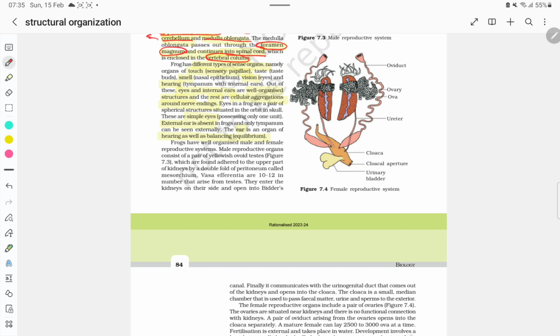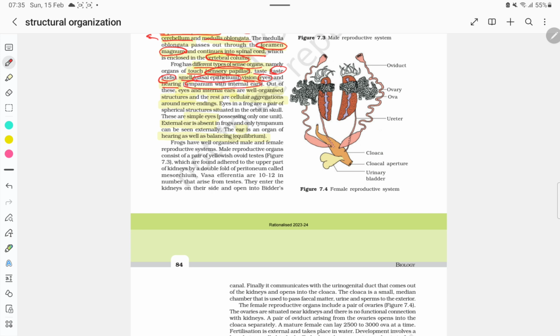Frogs have different types of sense organs, and it can be asked like match the following. For touch, they have sensory papillae. For taste, they have taste buds. For smell, they have nasal epithelium. For vision, they have eyes. And for hearing, they have tympanum with internal ears.